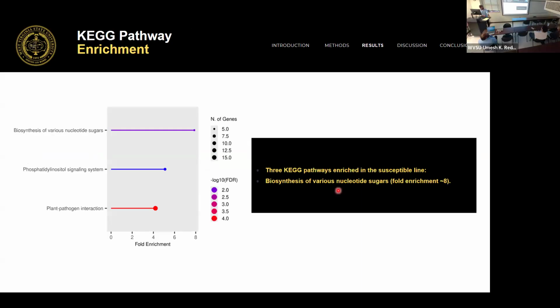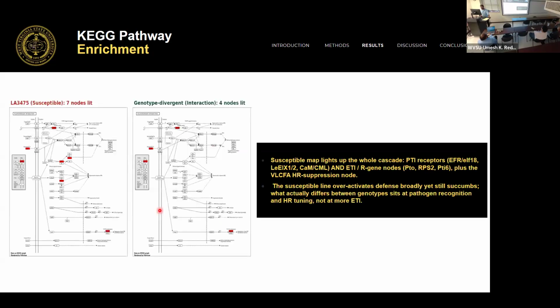Now coming to the KEGG pathway enrichment. It is done for the susceptible line, and majorly the biosynthesis of nucleotide sugar is the most enriched one. Other than that is mainly the plant-pathogen interaction, in which the number of genes and the FDR is high.